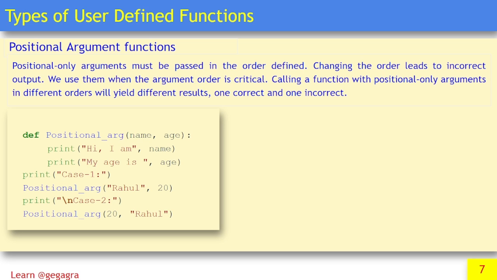So here you see, we use them when the argument order is critical. Calling a function with positional-only arguments in different orders will yield different results, one correct and one incorrect. So here case 1 is correct and case 2 is incorrect.